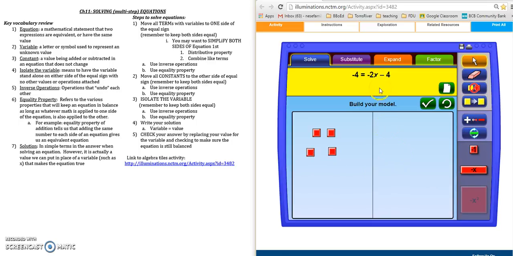We are then going to focus on the right side. This line represents the equal sign. So here we have negative 2x. Well, here's our negative x bar. So we're going to drag that, and we need to drag a second to represent negative 2x. And we also have negative 4. So we need to drag 4 individual negative 1s.